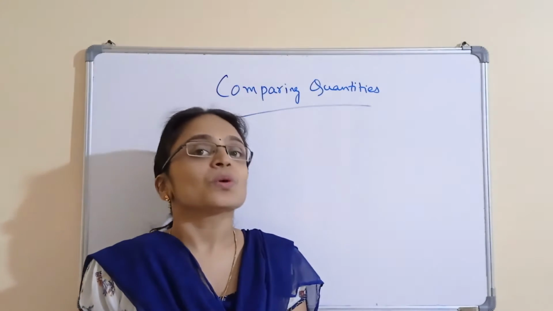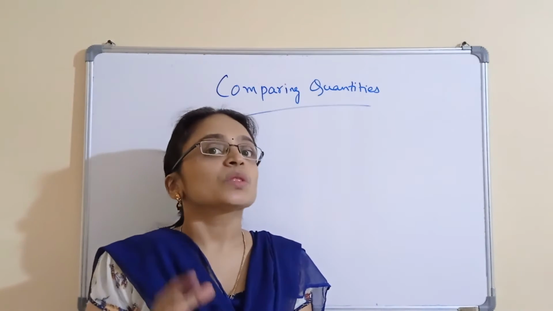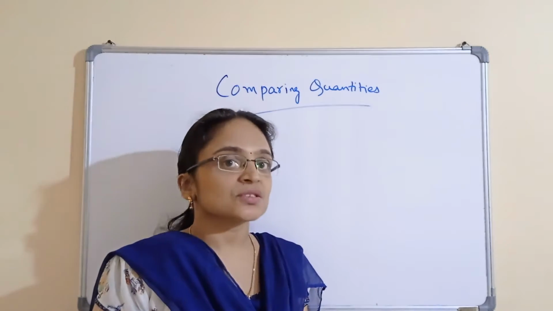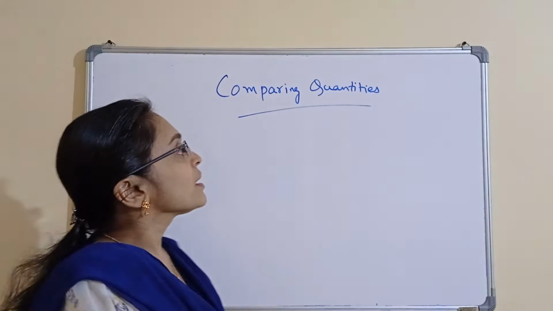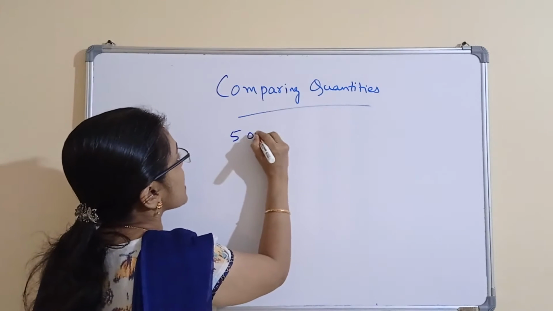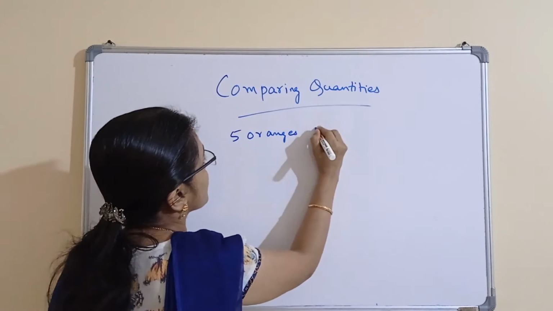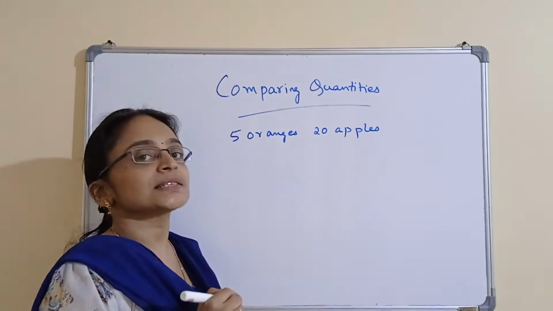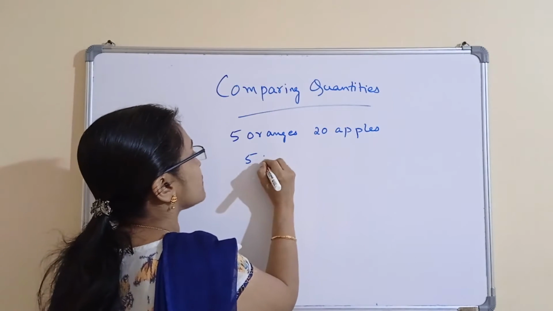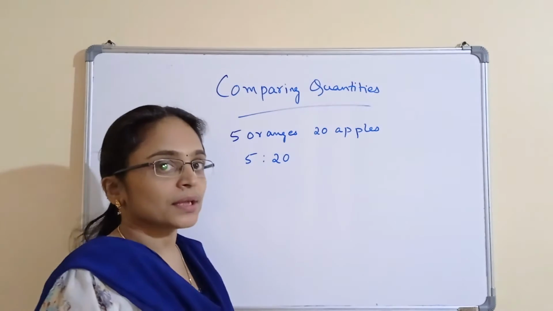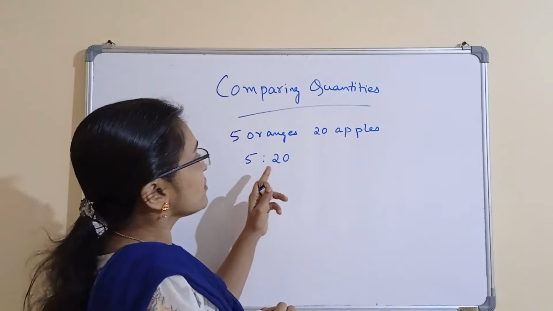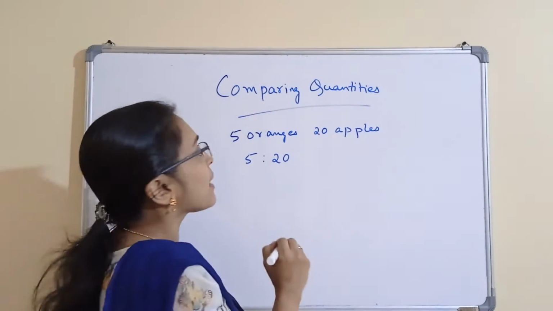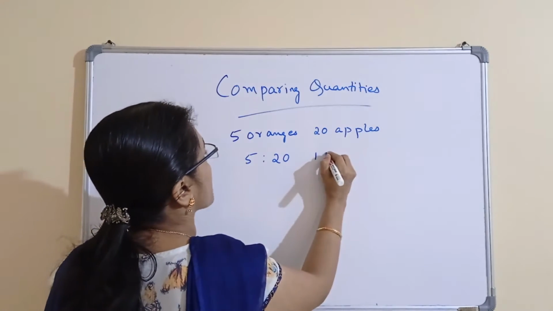So let us start now. First, we'll start with what is meant by ratio. So we'll take the example from the NCERT text itself. There are 5 oranges and 20 apples. So what is the ratio of the number of oranges to apples? It is 5:20. You know what is meant by a ratio. So 5:20 is the ratio of number of oranges to number of apples, and you can simplify that to 1:4.